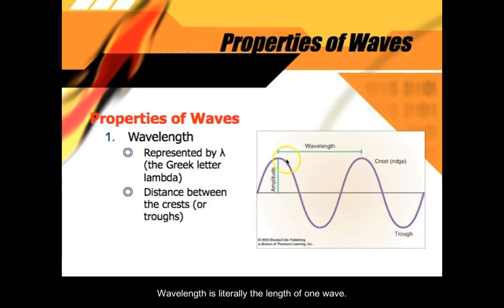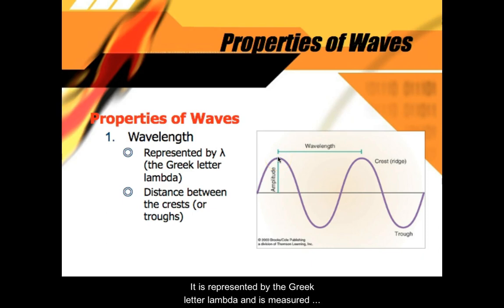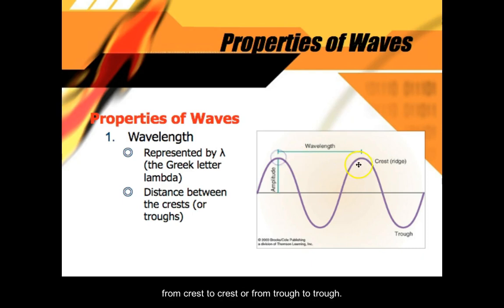Wavelength is literally the length of one wave. It is represented by the Greek letter lambda and is measured from crest to crest or from trough to trough.